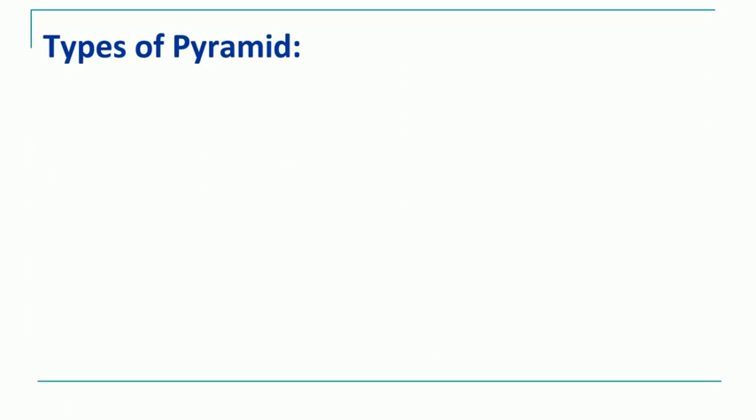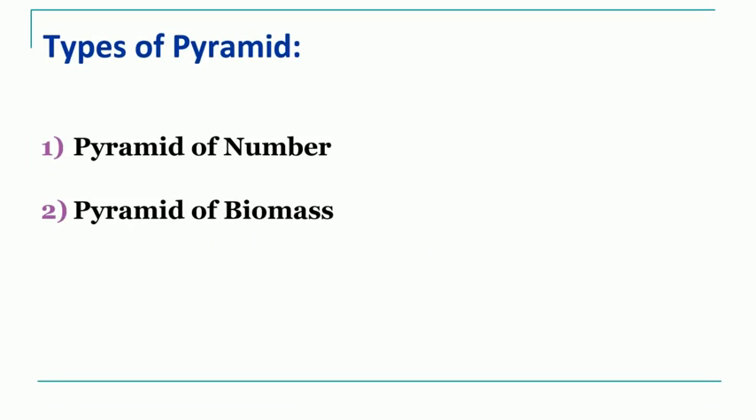Now let's see the different types of pyramids. In an ecosystem there are three basic types of pyramids: pyramid of number, pyramid of biomass and pyramid of energy. Let's study each type one by one. First we will study the pyramid of number.